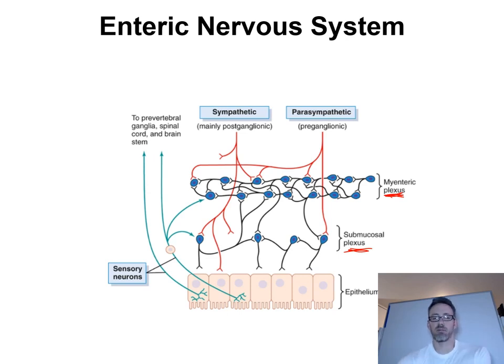So the first thing I wanted to point out is these neurons here that are part of the plexi. You'll notice that they interconnect with one another as well as between the plexuses. So the myenteric communicates with the submucosal and back and forth, and that makes sense if you want to have good coordinated digestion.